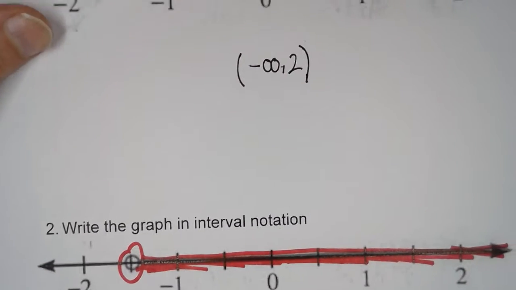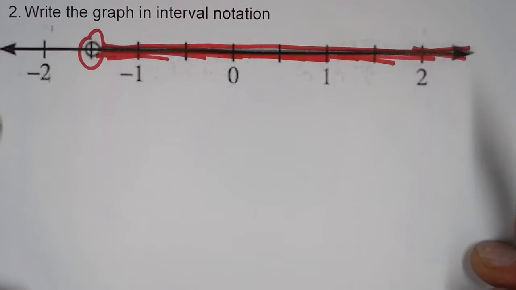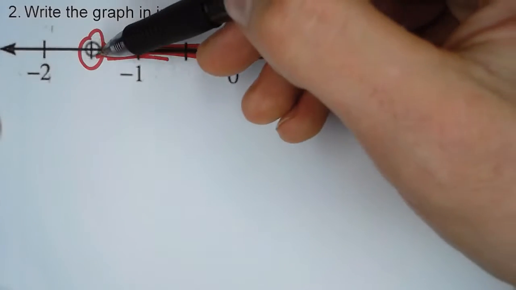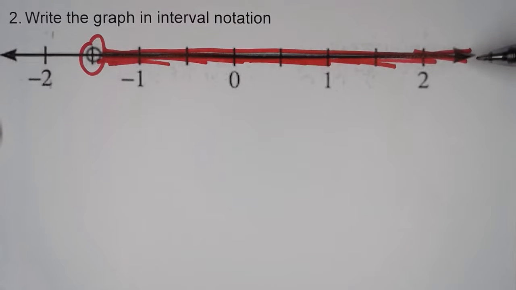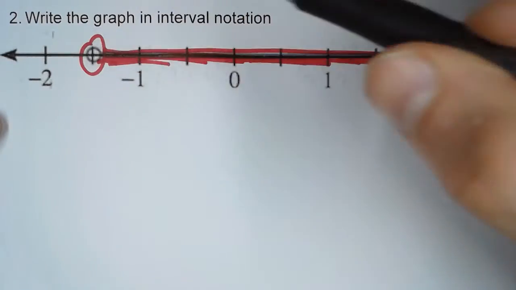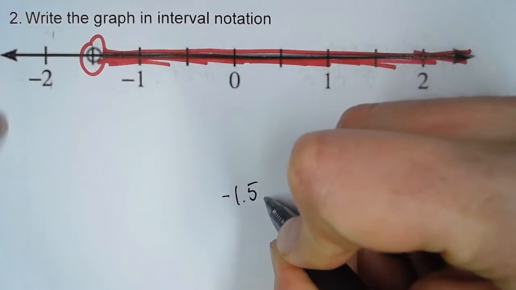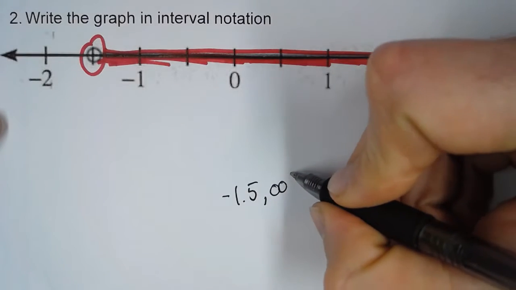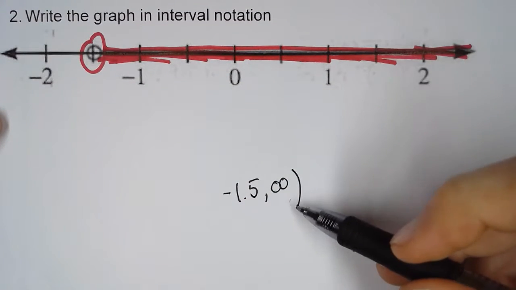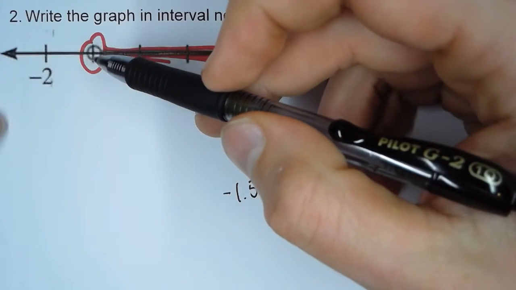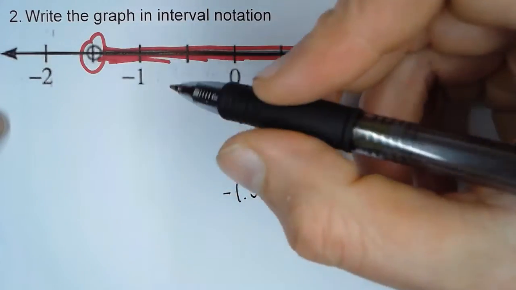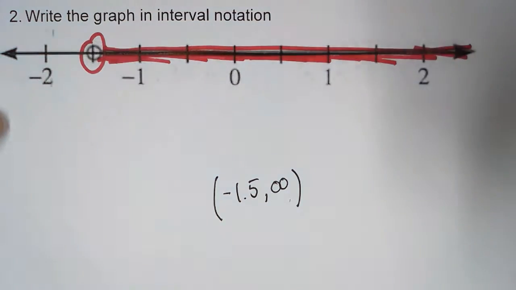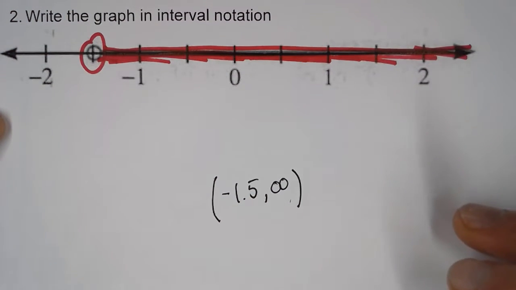Now for the second one, it's highlighted starting here at an open circle and then going off in this direction. So we ask, what is the smallest number highlighted? Well, it stops at negative 1.5. And then it goes off the right-hand side, which means that it goes off to infinity. Again, infinity is never included, so automatically we put a parentheses here, but this one is not included either. We don't include negative 1.5, so that means we put a parentheses around that one.